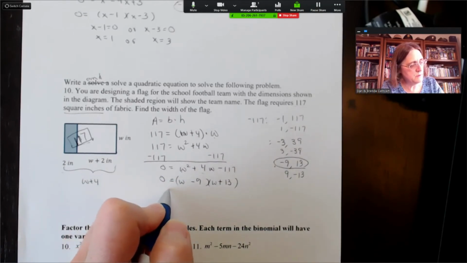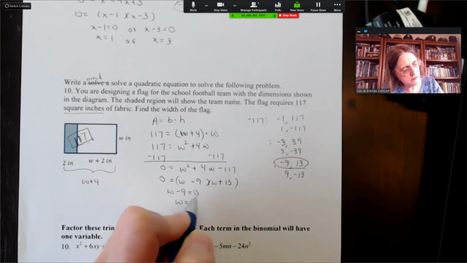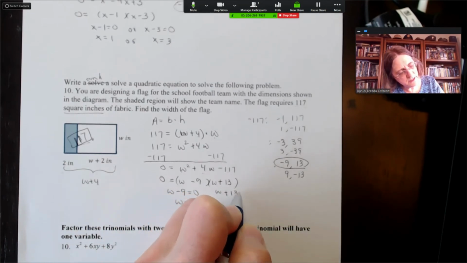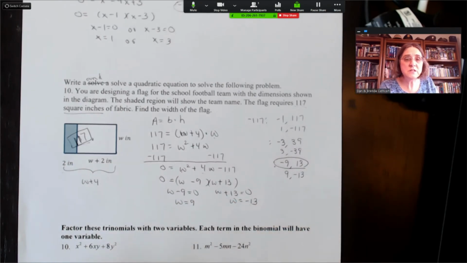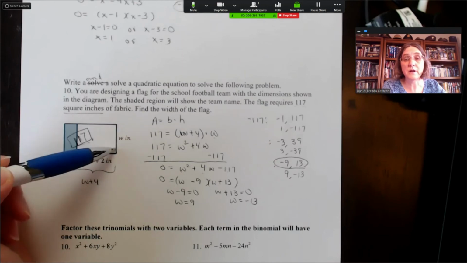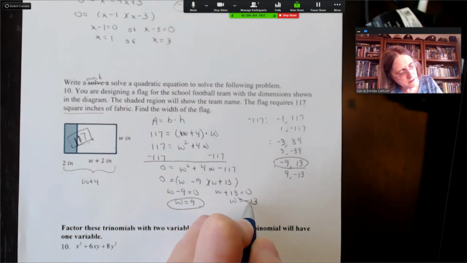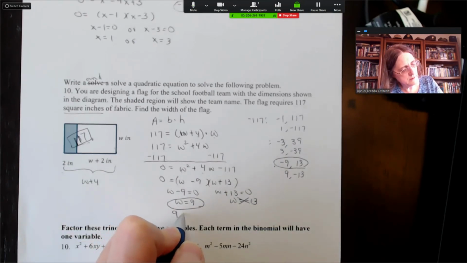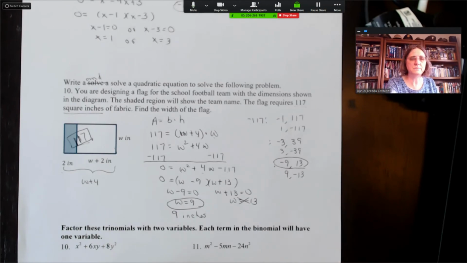Setting each factor equal to 0 gives us w minus 9 equals 0, so w is 9. w plus 13 equals 0, so w equals negative 13. It looks like we have two solutions. However, as I look at these solutions, I realize that my width here has to be a positive number. It can't be negative. So our width has to be 9. It can't be negative 13. So our width is 9 inches wide.